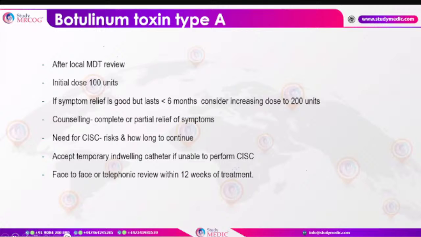Another thing you have to counsel them about is that if the symptom relief is good, but lasts for less than 6 months, then you can increase the dose to 200 units. If the symptom relief is good and lasts for more than 6 months, but afterwards the symptoms recur, you can give another injection of 100 units. Remember, for women to whom you have offered botulinum toxin, you have to have a face-to-face or a telephonic review within 12 weeks of treatment.